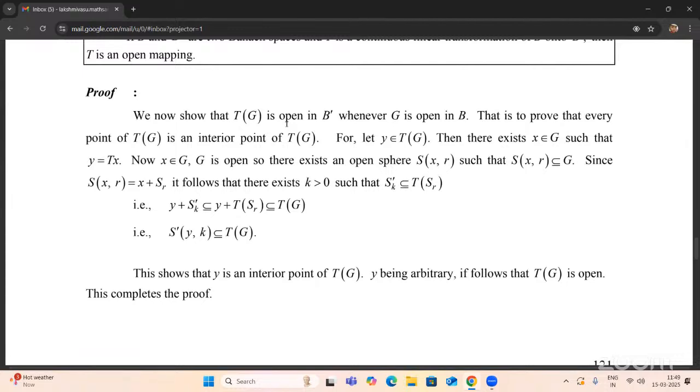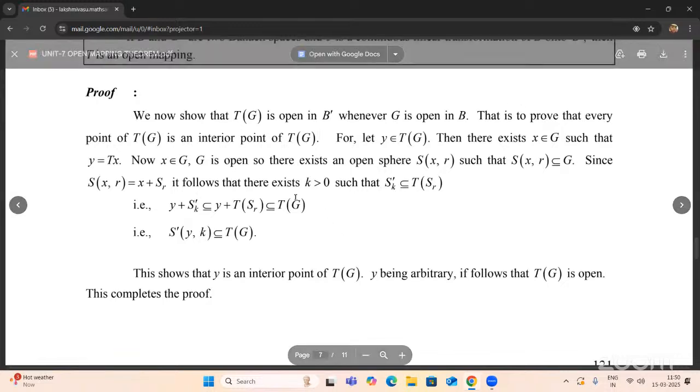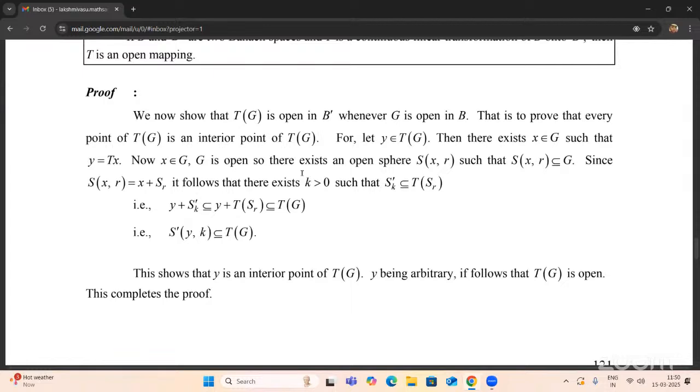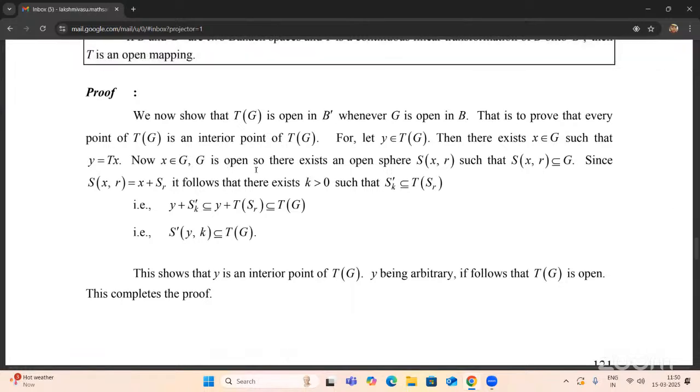So that's why, given that G is open, every interior point of T(G) is an interior point of T(G). So the interior element is, say, small y, and there exists a small x, one of the elements of capital G. So you must write the definition: y equals T of x. Now here x belongs to G, and G is open.